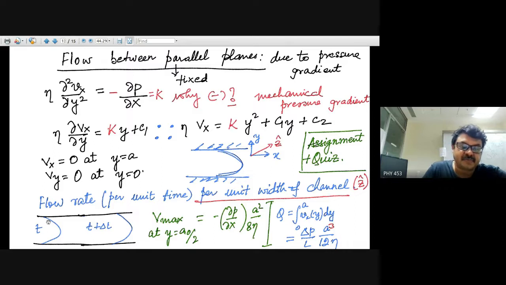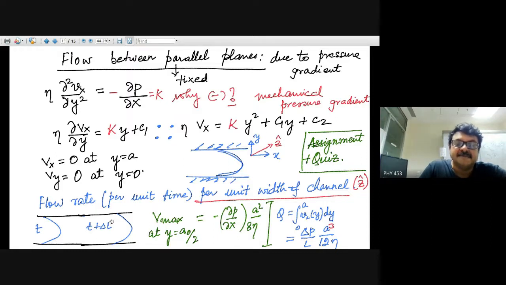So this fluid, after time t plus delta t, has moved here. And suppose the pressure gradient is constant. Remember, the fluid will move opposite in direction to the pressure gradient. So there it comes with a minus sign and call it k. Then you can integrate this equation again, right? Because this time you have a constant. So here you will get eta Vx equal to kappa y square. You have to integrate it twice, hence you get this.